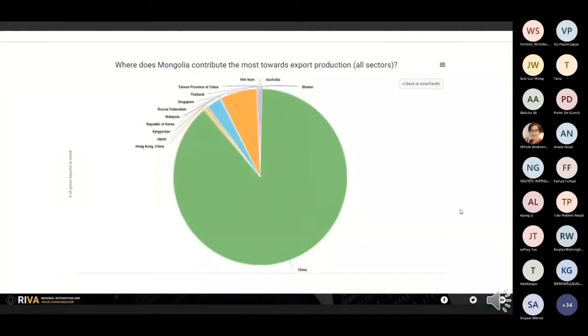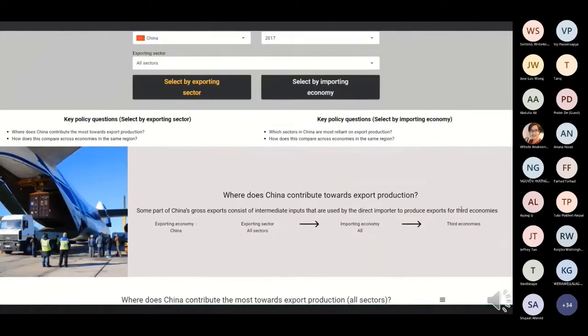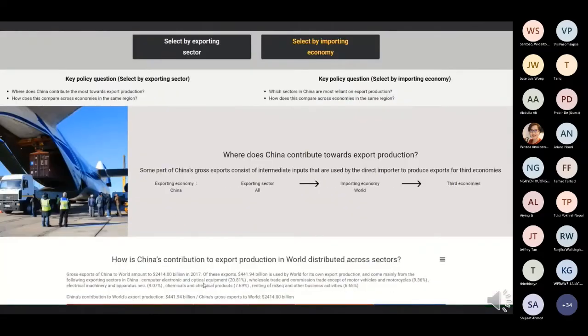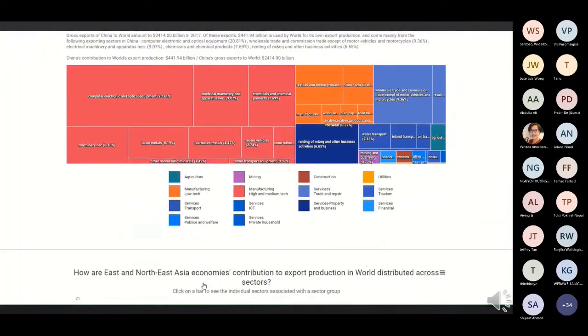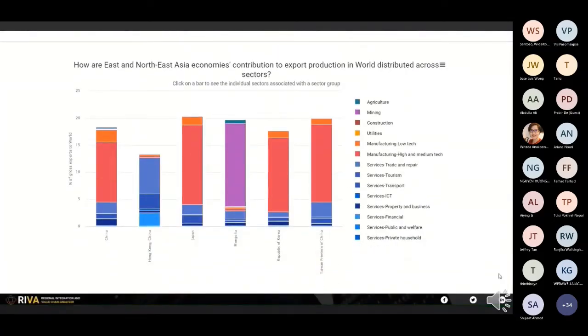To see in which sectors your economy's exports are used by value chains in a partner of your interest, you just need to go up and select by importing economy. Reva will give you sectoral components of your value added that have been included in exports by the partner of your interest and a cross-country comparison within the same subregion.